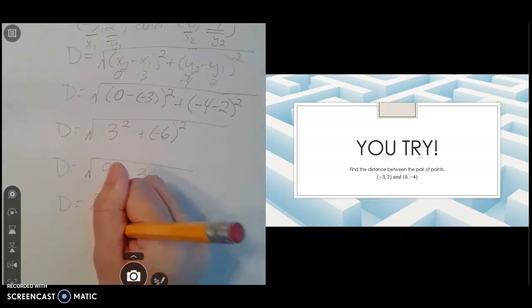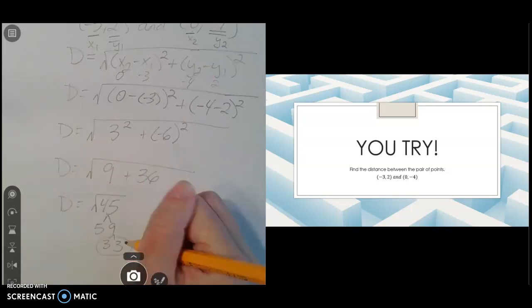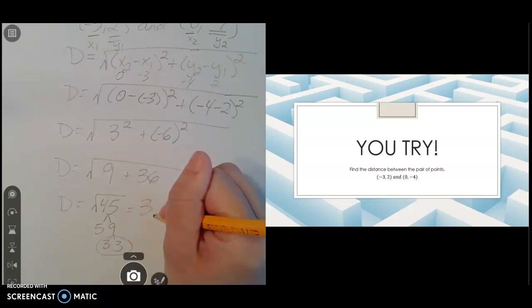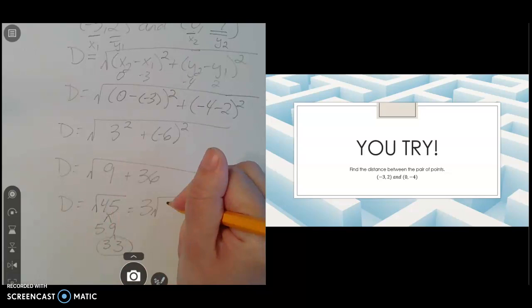45 is 5 times 9, and 9 is 3 times 3. So you have a pair of 3's that we can bring out. So the 3 will go outside the square root, and then we'll have a 5 left that will stay inside.